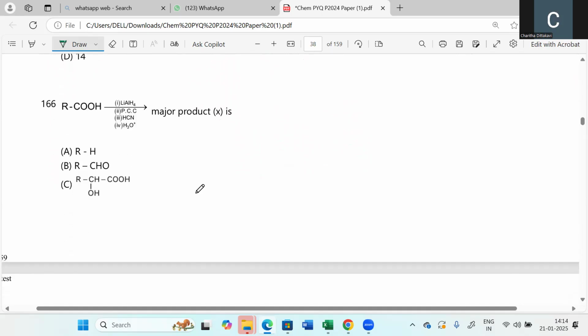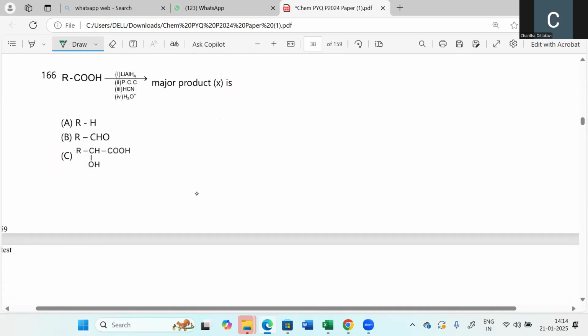CH3 RCOOH in the presence of lithium aluminium hydride. Lithium aluminium hydride will turn to what? Lithium aluminium hydride is your reducing agent, right? So the reducing agent will take you back. RC double bond OH पे reducing agent backward आएगा.